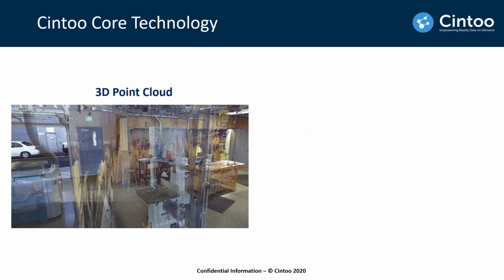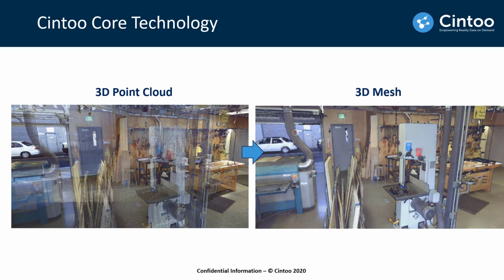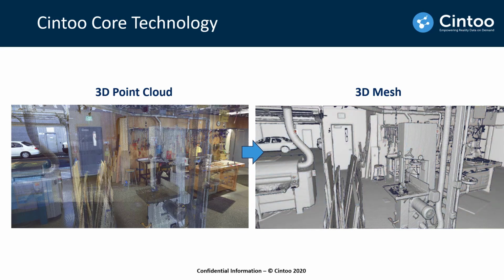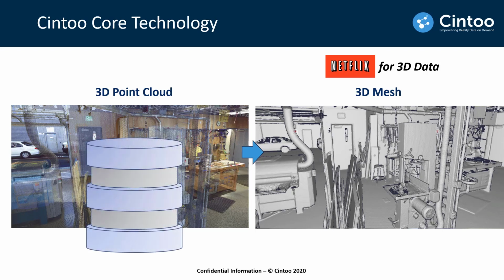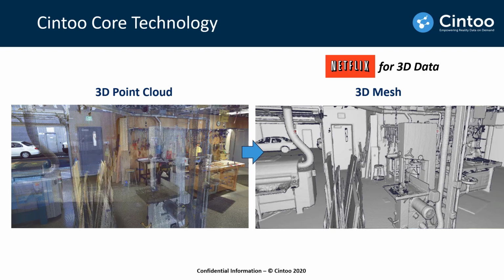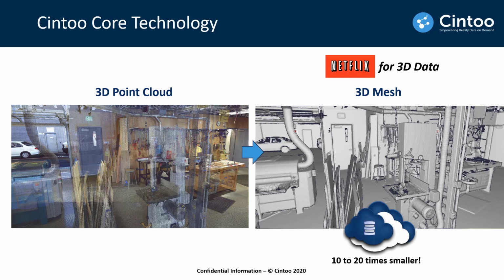The core technology behind Cintoo Cloud is the capability to turn each point cloud from each scan position into a very high resolution mesh, including multiple levels of detail using our core wavelet compression technology. This compression allows us to stream very fast in a web browser. People refer to us as a Netflix of 3D data for this very reason. By performing this point cloud to mesh transformation, we will also make the data much smaller. We would reduce the size of the data by a ratio of 10 to 20 times.